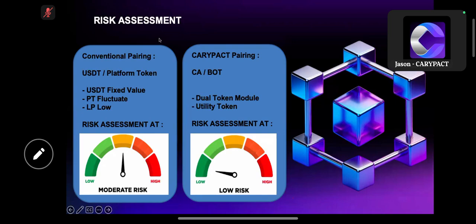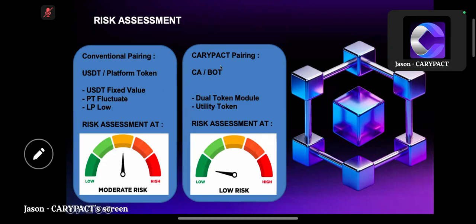Last but not least is the risk assessment. Normally I do this as a closing for our team, whereby you compare with normal conventional pairing platforms or projects out there, where they usually pair the USDT with their platform token, whereby the USDT is a fixed value and the platform token always fluctuates. If the liquidity pool is bigger, the price goes up. But when the pool starts to shrink or the price starts to go down, a lot of people start to sell, the price of the token always goes down, and eventually they might not be there at all. So it's always a 50-50 risk getting involved in those platforms or projects.